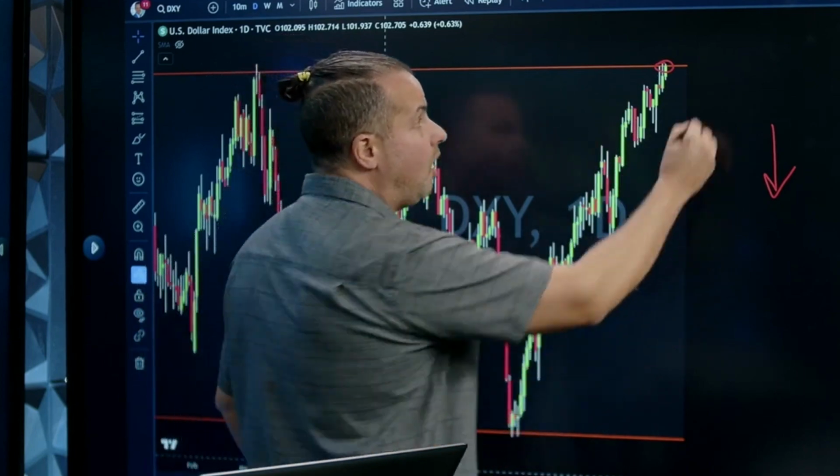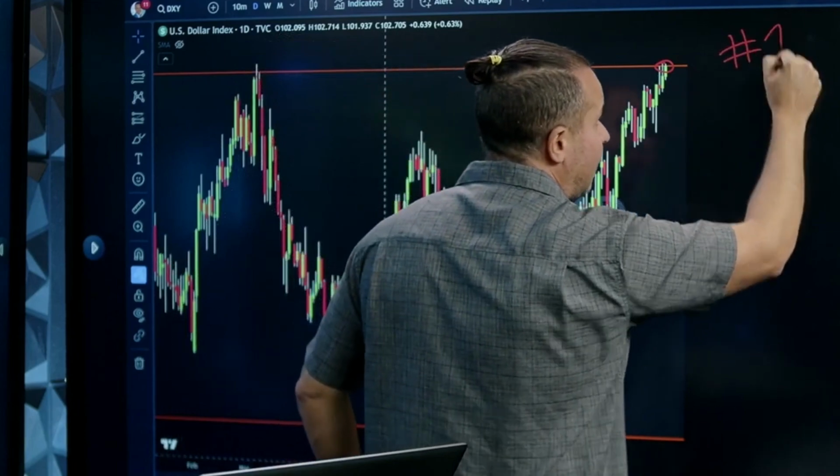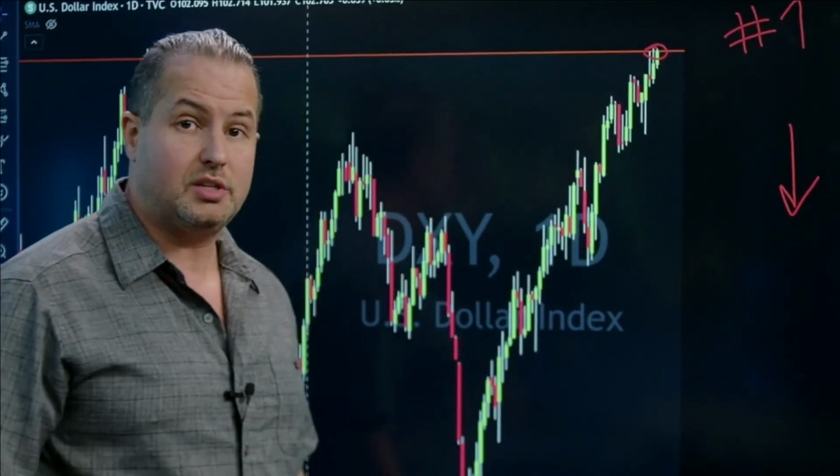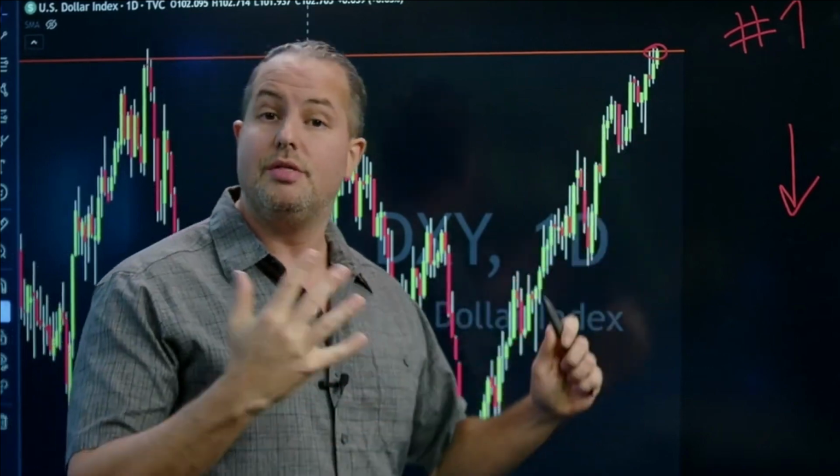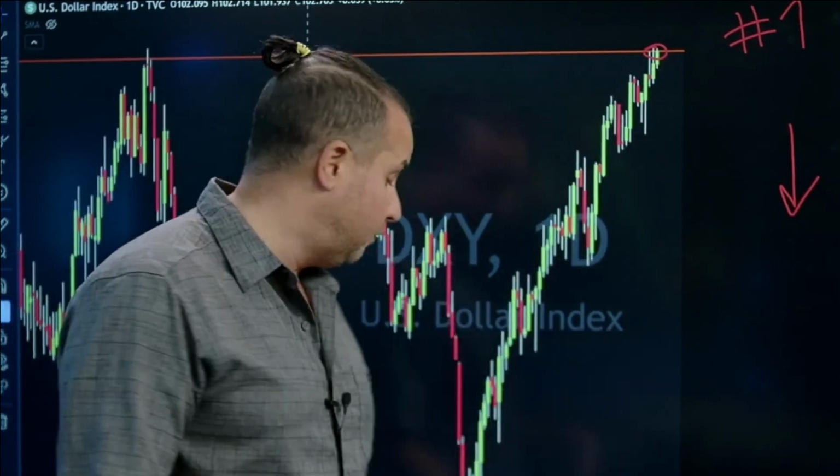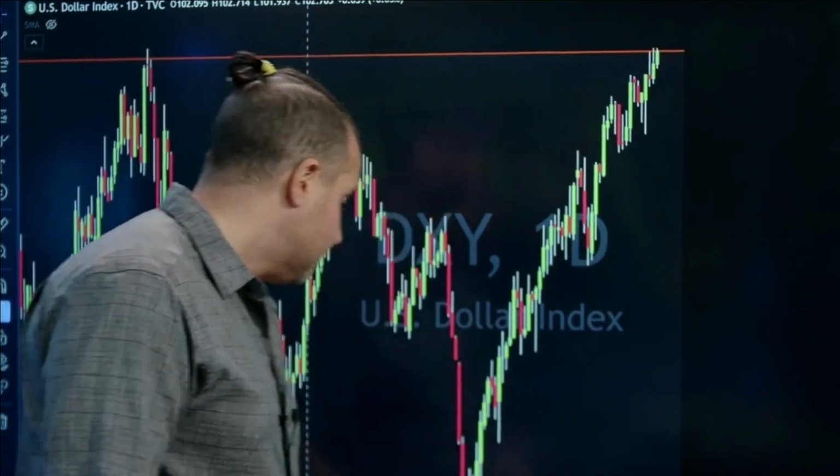So this is number one of what I'm watching in the markets, okay? You got to keep an eye on the US dollar. If it breaks out, that's possibly a very big negative for the overall markets. Okay, so that's the dollar.